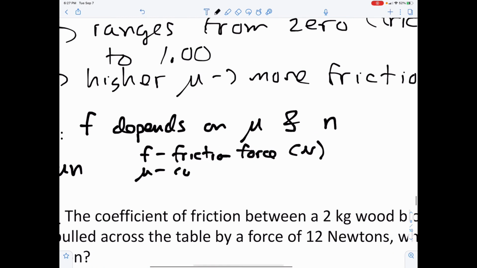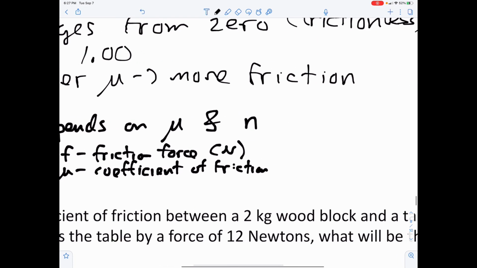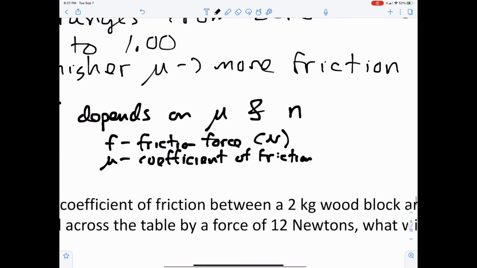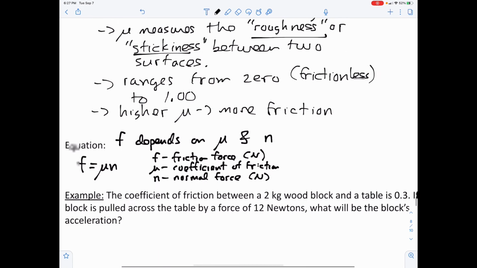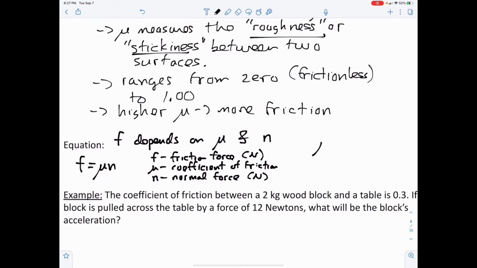Mu is the coefficient. Coefficient is just a fancy math word for number. So this is like the friction number, coefficient of friction. It's not the friction force, but it's the value of friction that tells you how sticky the two surfaces are. And there's no unit for it. It is a unitless number. And N is normal force. Also in newtons. So if we take that equation and we solve it for mu, we see that mu is equal to friction force divided by normal force, which means newtons divided by newtons cancels, leaving you with no unit for mu. That's how we get no unit.